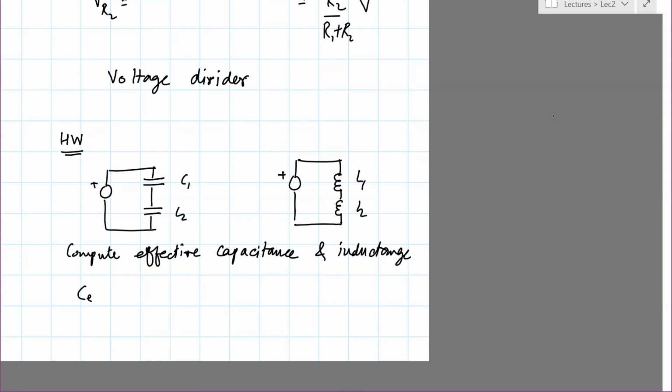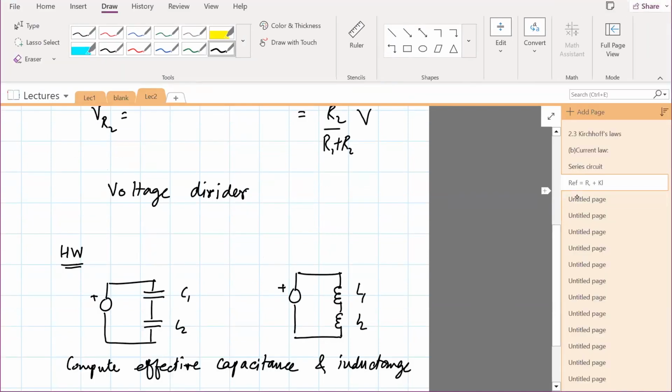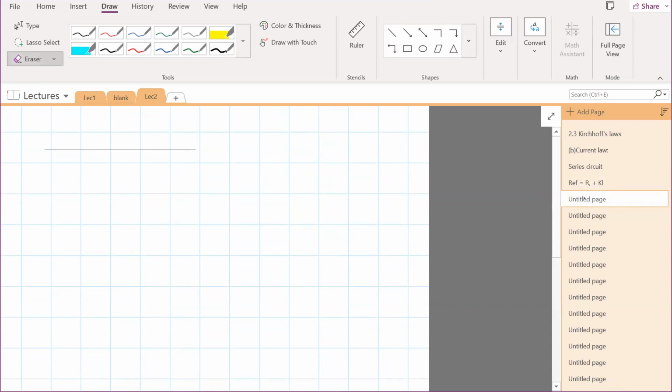So the effective capacitance for series is actually C1 C2 divided by C1 plus C2. And the effective inductance is L1 plus L2. So inductors are more or less like resistors when it comes to the net inductance, and capacitors are slightly different. Capacitors actually look very similar to what you'll do with a parallel resistor circuit. Let's look at a parallel circuit next. Yes, so a parallel circuit has two resistors in parallel.